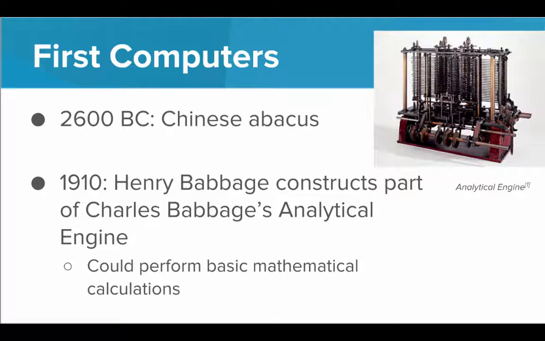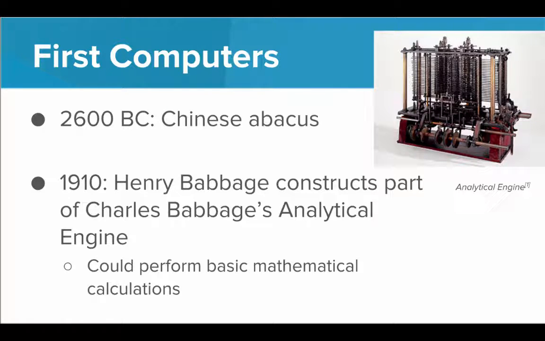So the very first computer, the very first computing machine, was actually found in 2600 BC. It was the Chinese abacus. And the abacus was simply a little device you use to help you carry out mathematical operations. And that was pretty much it. That was the standard for computers for the next 4,000 years until we get to 1910.